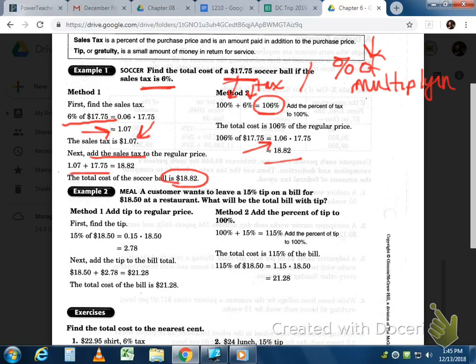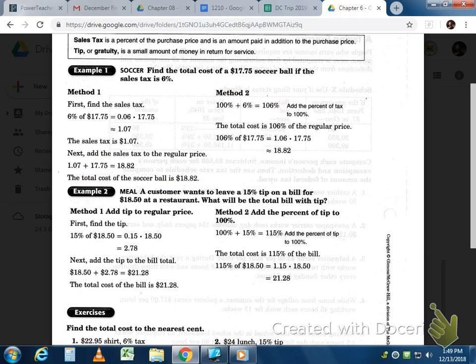I think this method is much quicker. If you're being asked to find the total cost, finding 106% of the 17.75 is going to be a lot quicker than finding 6% and then going back and adding it on. So I'm going to recommend the second method for solving. Any questions about the tax?